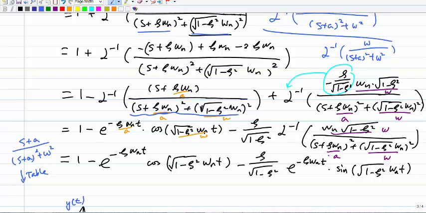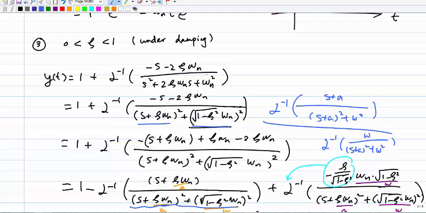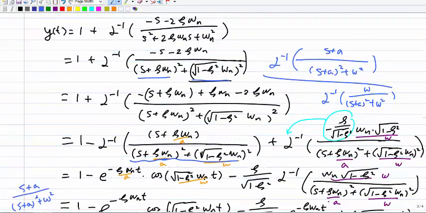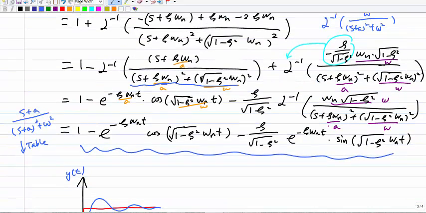For this one, if I pull this one outside, the inside will become W divided by S plus A squared plus W squared. If you consider A is this and W is this, the inverse is not complicated to figure out. It's just e to the negative AT times sine WT, right? Once you do that, of course, don't forget you have to scale this one by some number. You can copy that one. So this is the solution of this complicated stuff. Don't forget, we also have a 1 over here. So it's a 1 minus stuff and minus stuff.